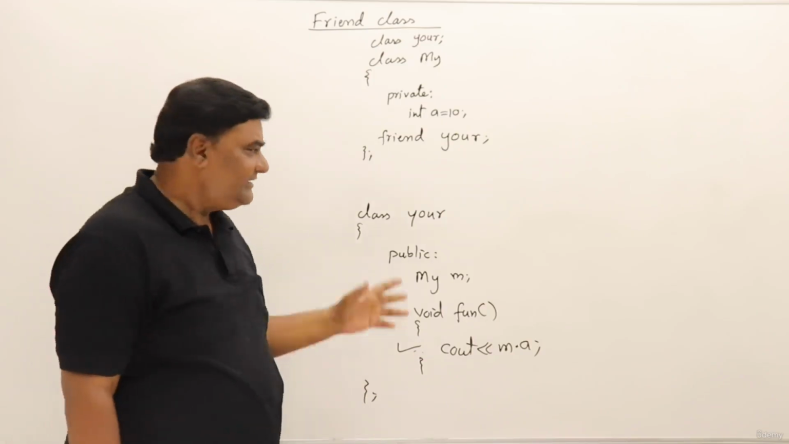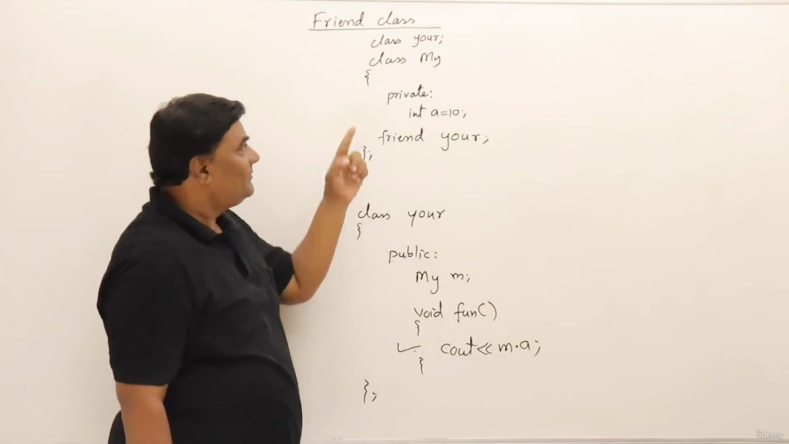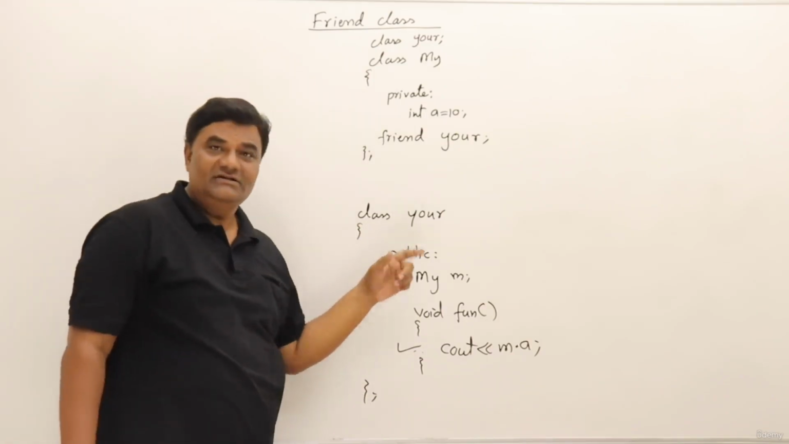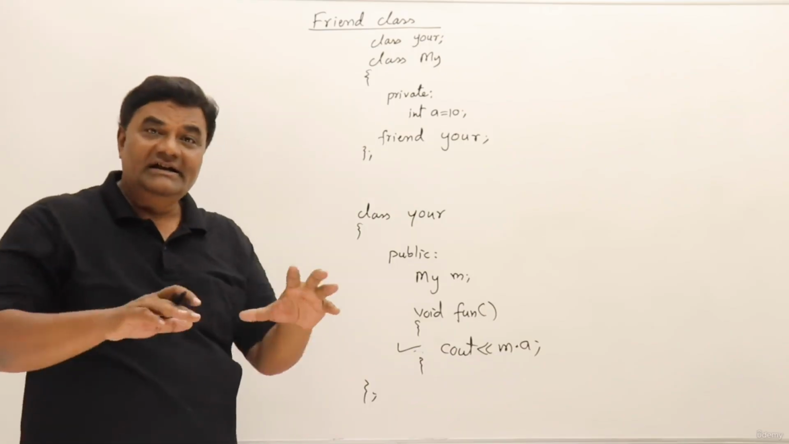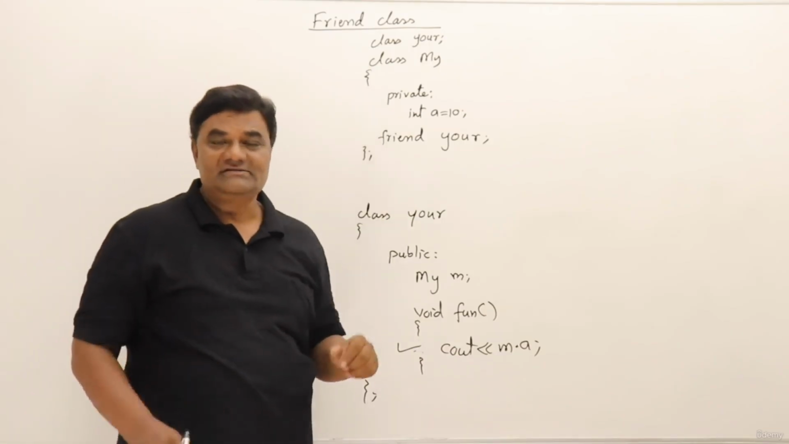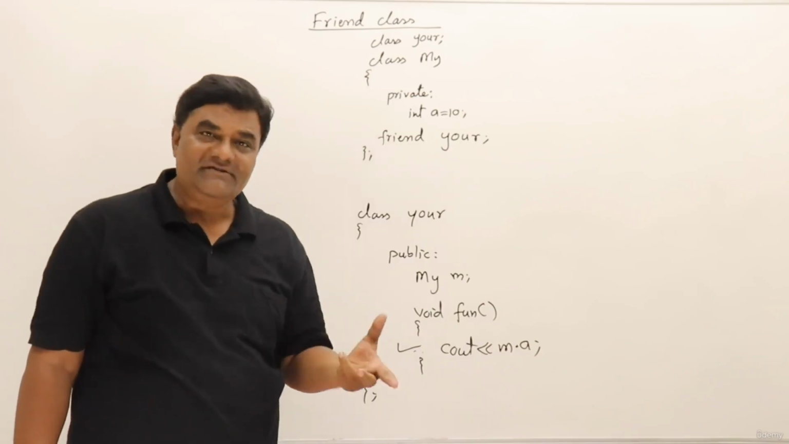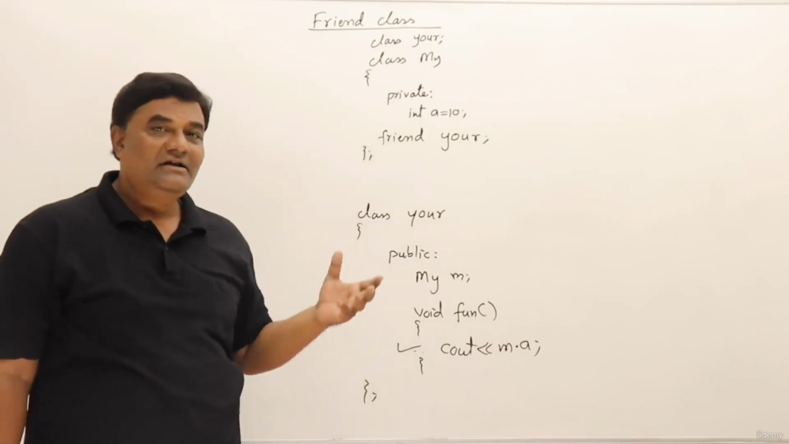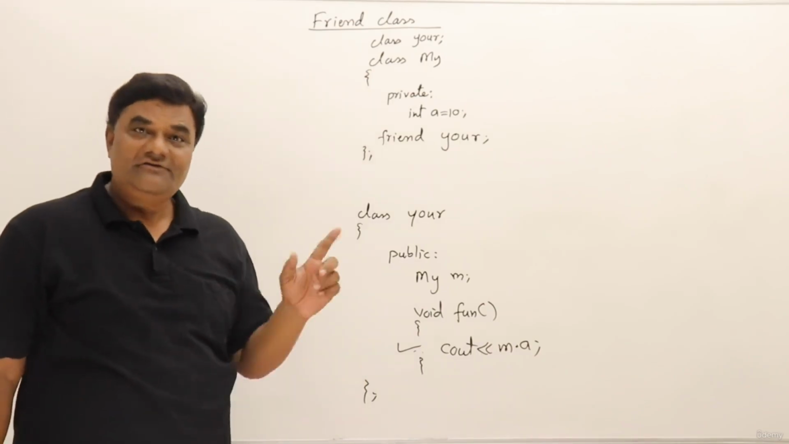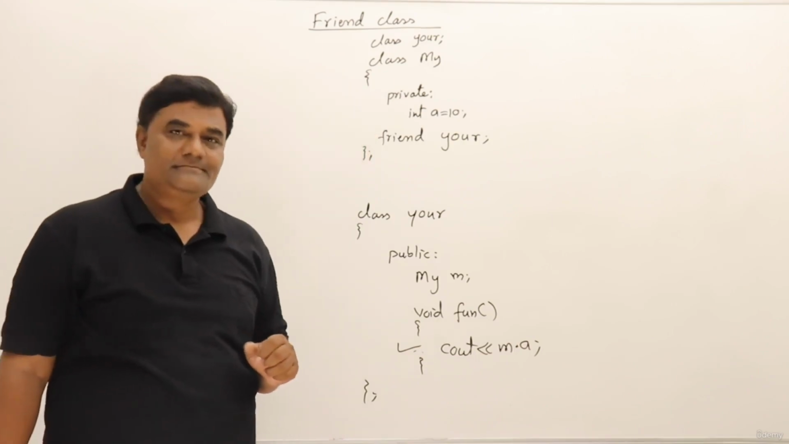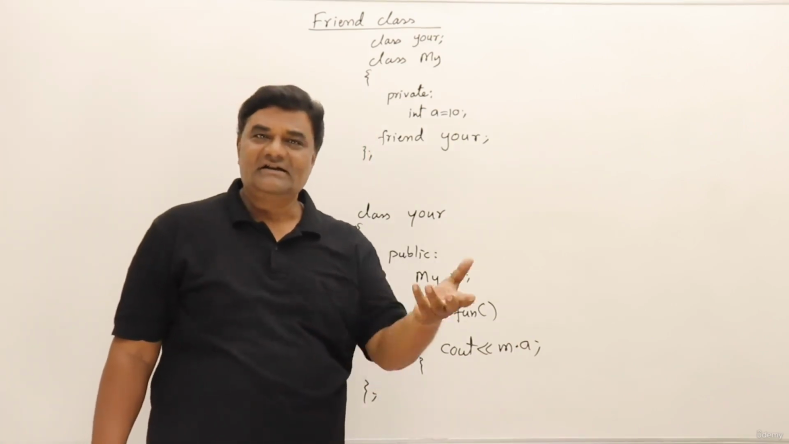This is useful in container classes. This class is having an object of that class. So this class, Your, we can call a container of objects of My class. So in container classes, if they want to access private or protected members, then we can declare them as friends inside those classes. That's it. Let us try this and see.